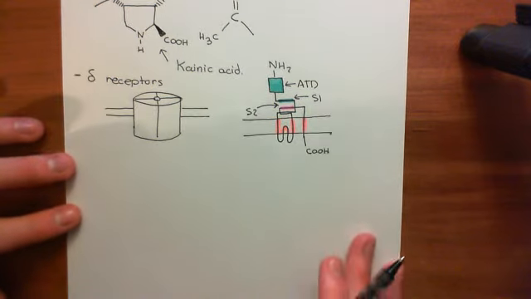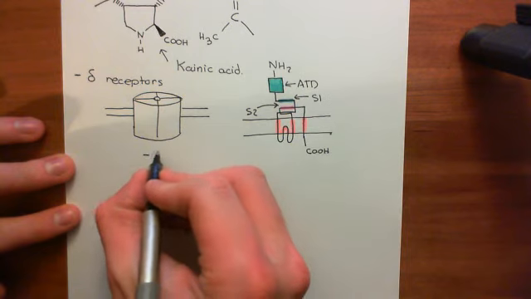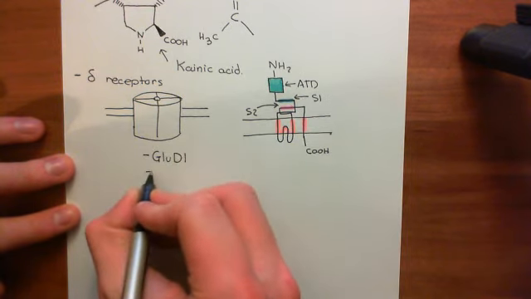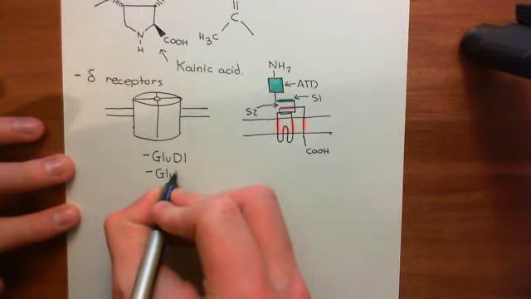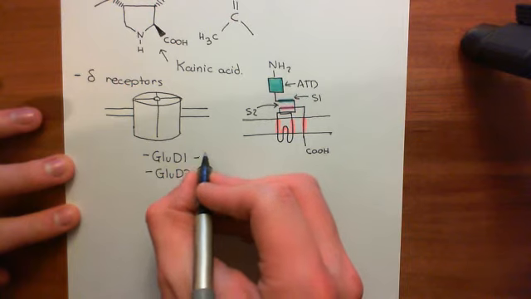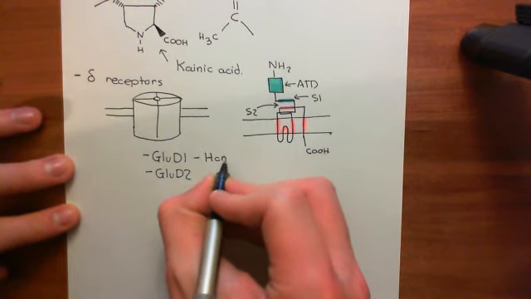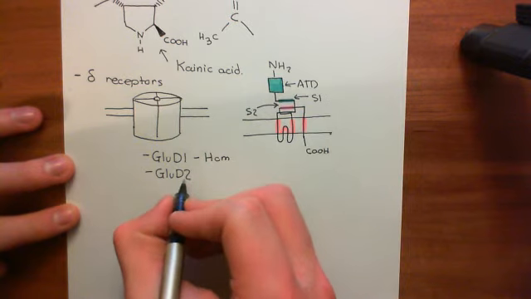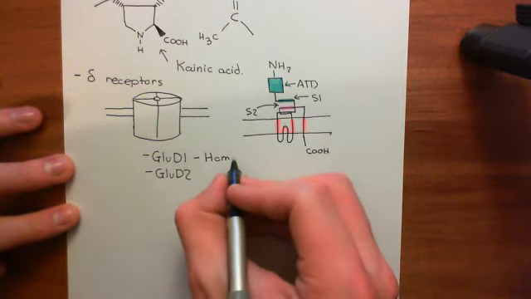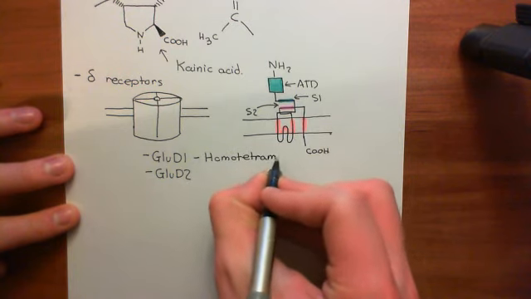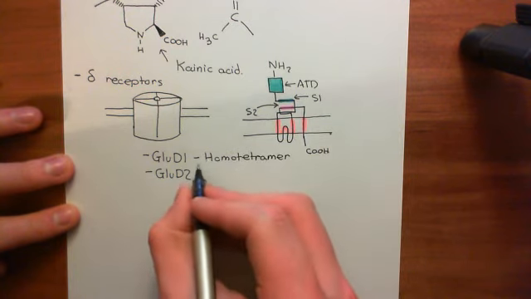Right, okay, so how many different subunits are there for delta receptors? Well, there are only 2 that are known, and these are called GluD1 and GluD2. Okay, right, and thankfully, very simply, they only form homotetramers. We have not found heterotetramers which contain both GluD1 and GluD2. Okay, we've only found delta receptors which are homotetramers of GluD1 and homotetramers of GluD2.